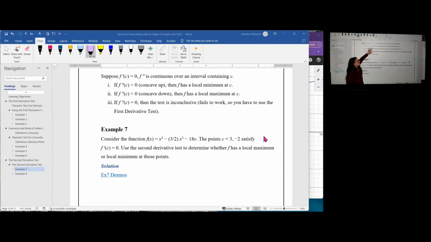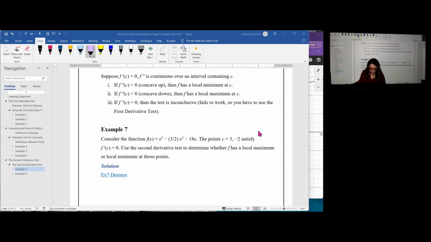Notice the second derivative test does not address the points where the first and second derivative do not exist. When those happen, such as at cusps and corners, we have to go to the graph to see whether we have an extrema value. We're going to consider this function now, which is a new function for us. We're being told that the points 3 and -2 are critical points where the first derivative is 0. We want to use the second derivative test to determine whether it has a local max or a local minimum at those points.